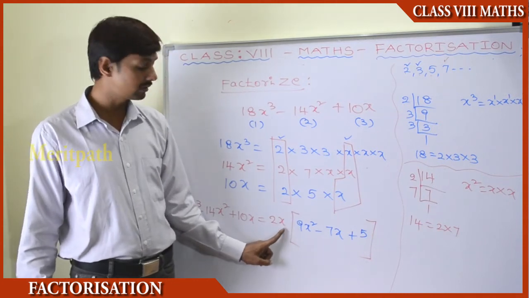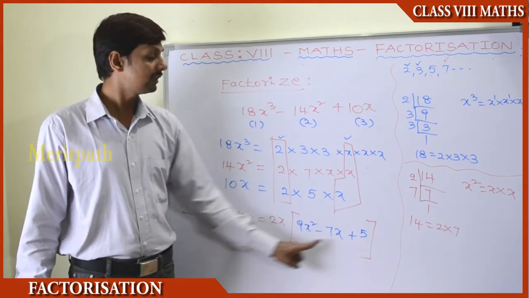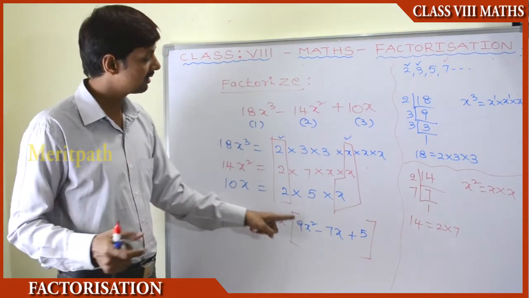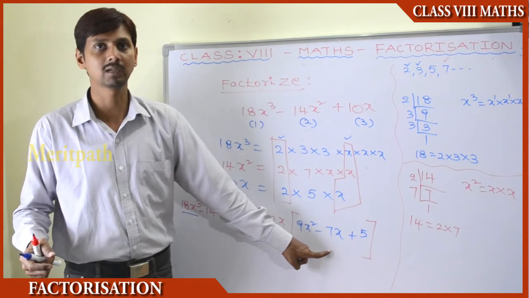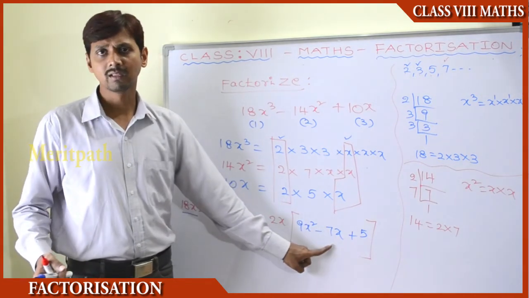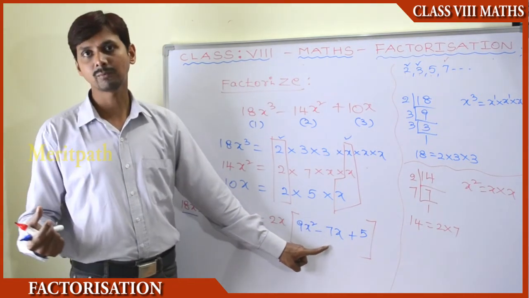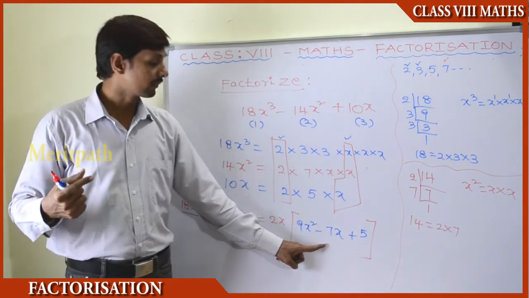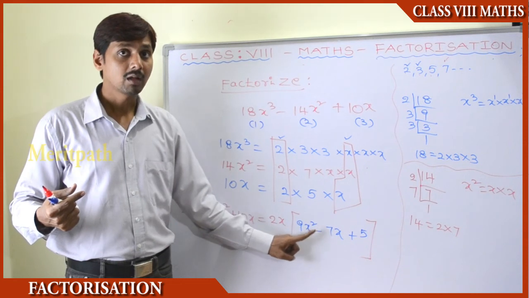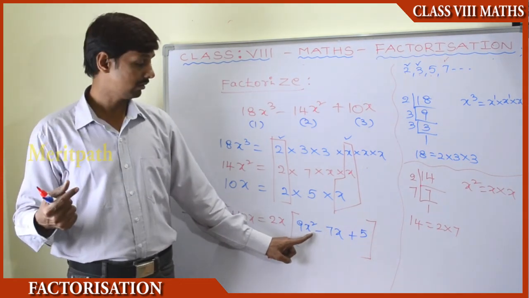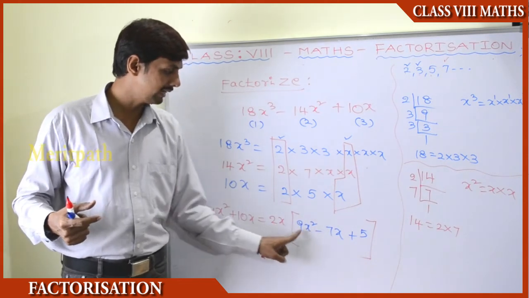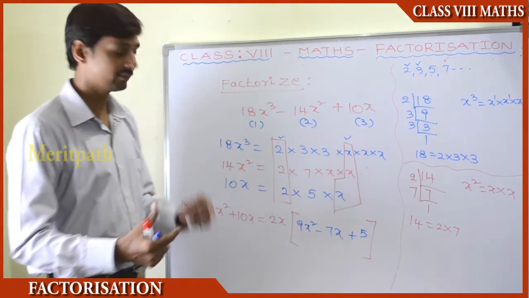2 is a factor and x is a factor. Another factor is an expression having more terms, but this is not a reducible expression. We cannot reduce these terms into any other expression, and in higher classes we will see how to find the factors of this expression. Until then, this 2x and this expression are the factors of this.